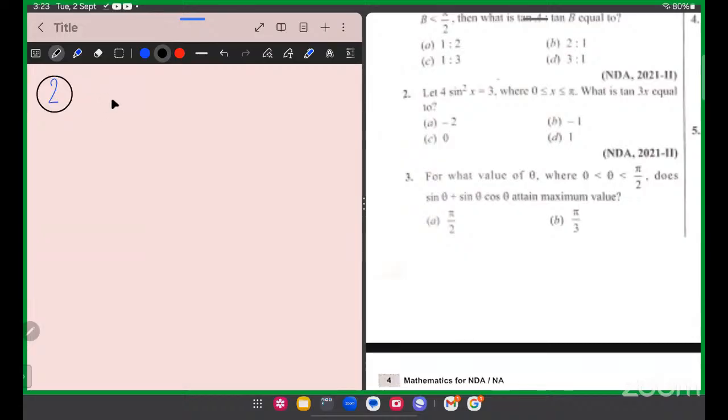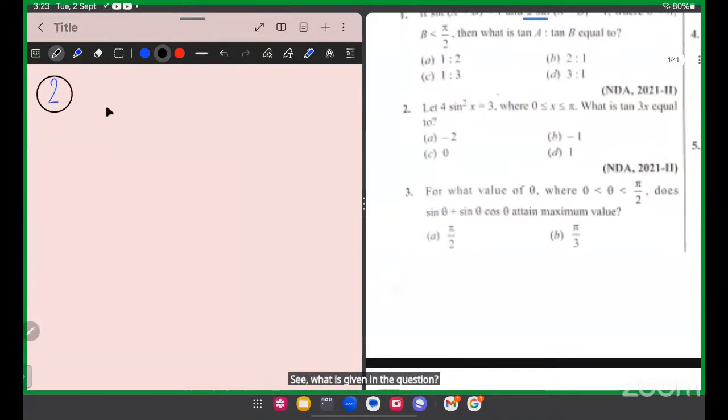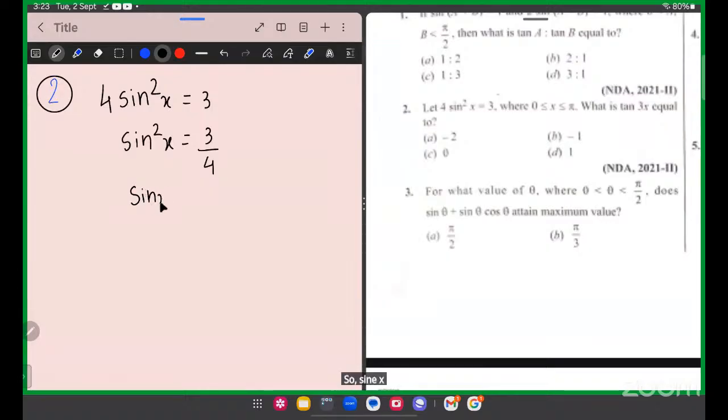See, what is given in the question? If 4 sine square x is equal to 3, where x belongs to 0 to pi, then tan 3x is equal to. So from here, we want tan 3x, right? So I can write here sine square x is equal to 3 by 4. So sine x is equal to plus minus root 3 by 2, right?